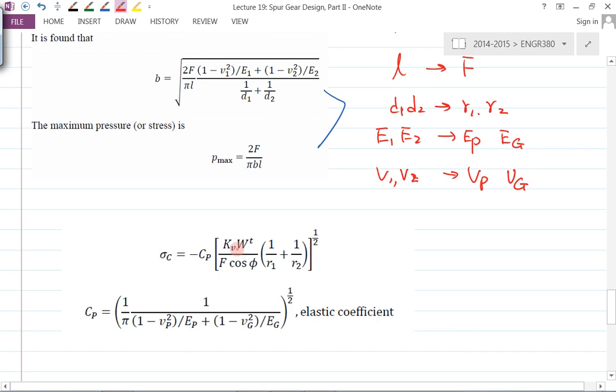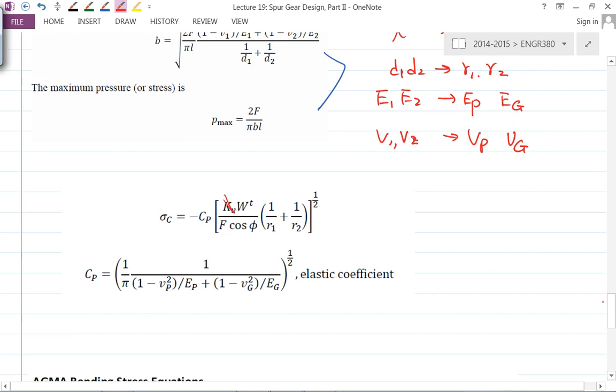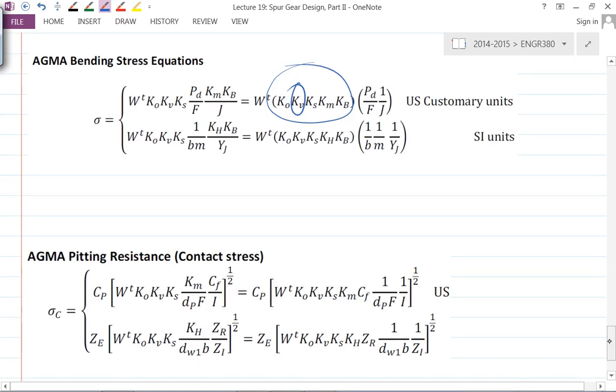I do plug in the KV. You actually don't need to have this here, but later you will have a whole set of others here. And Cp is called the elastic coefficient. So this is the fundamental basis equation for contact stress. Is that good? So then you have two equations now. One is for bending, one is for contact. So finally, this is the next big thing that we're going to deal with.